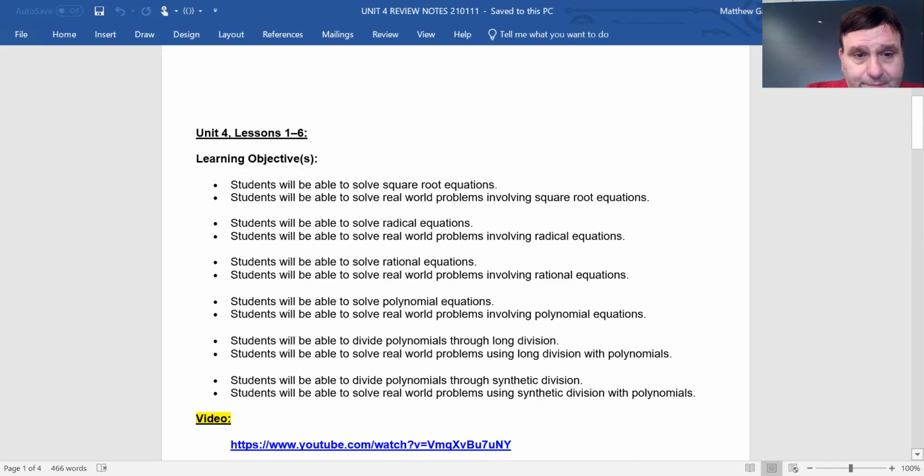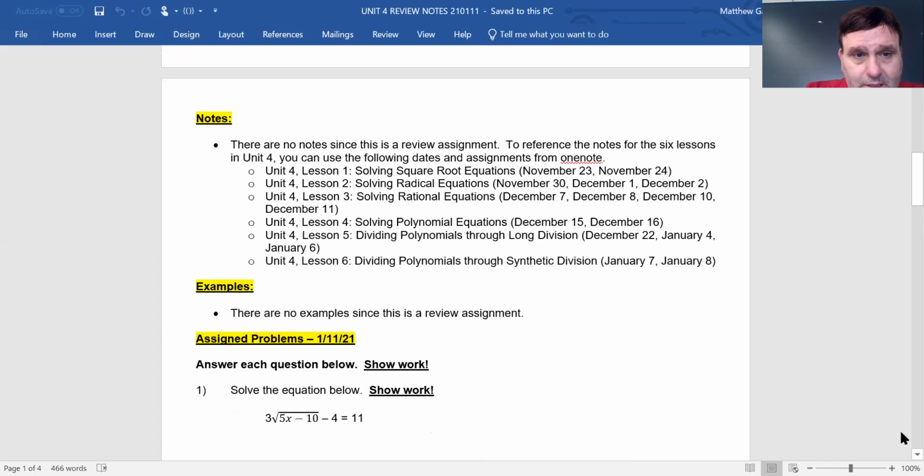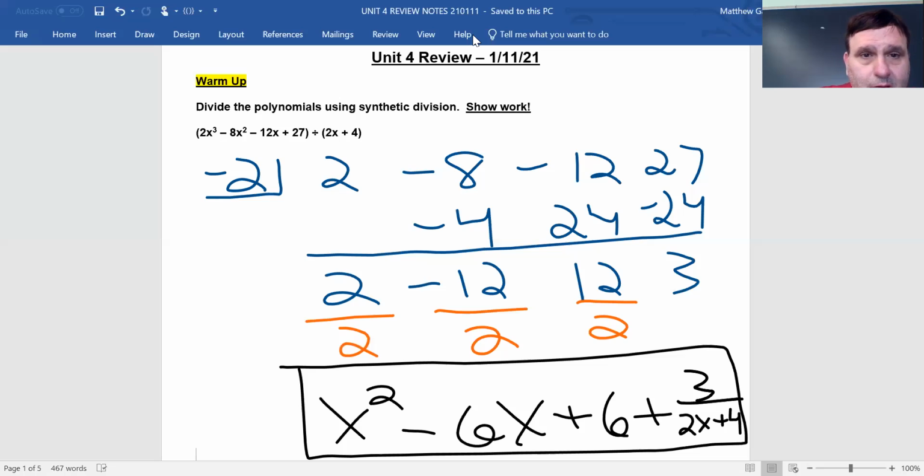I listed all the objectives for the 6 lessons in the unit. That's where the spaces indicate. If you want to reference notes, I gave you the dates that you would reference, going all the way back to right before Thanksgiving. All right, so I'll be with you to go over the warm-up. Okay, let's look at the warm-up.